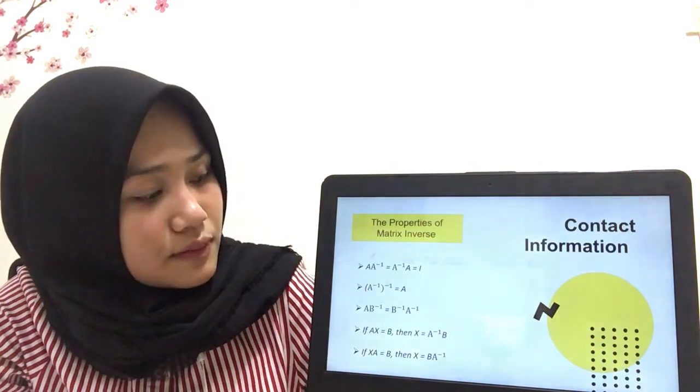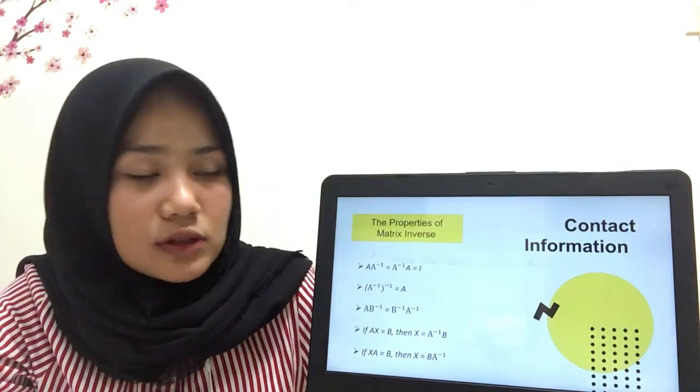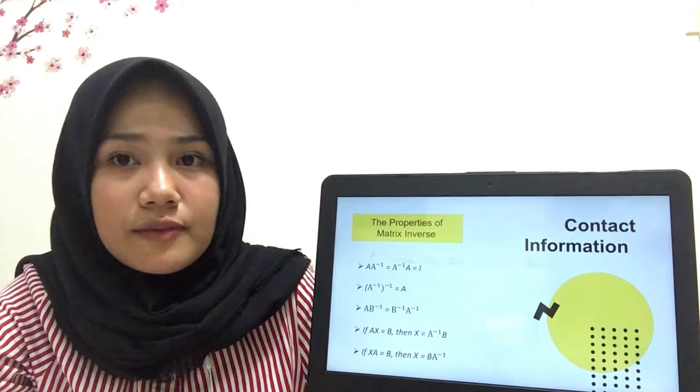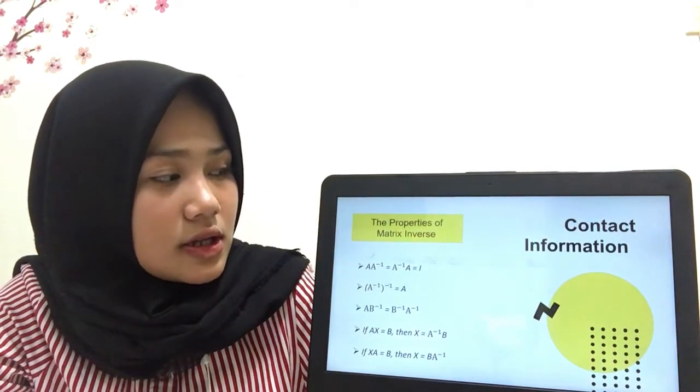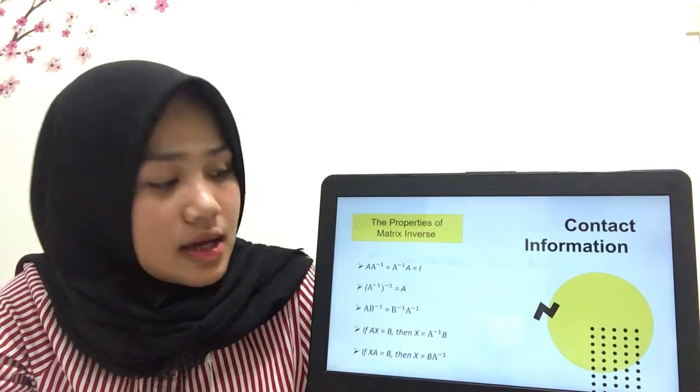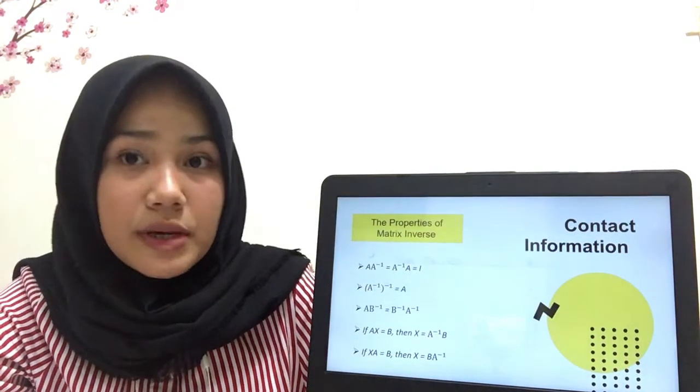And the third property is the inverse of matrix A multiplied by matrix B is equal to the inverse of matrix B multiplied by the inverse of matrix A.